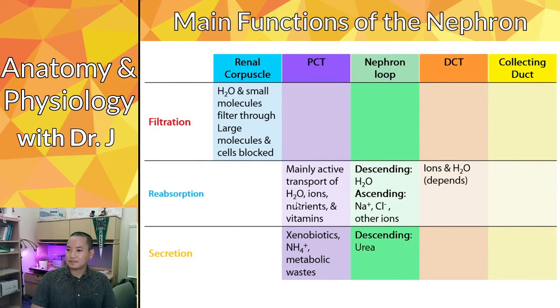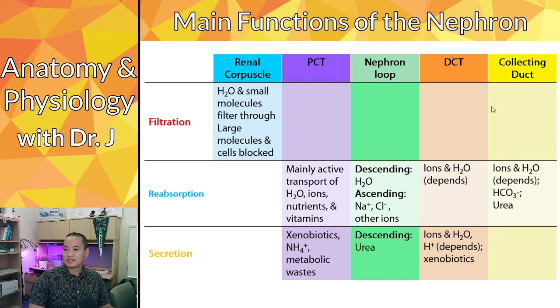All right, so then we have the DCT. Again, the DCT reabsorbs some ions, and definitely some water if you have ADH. This is why I put "depends." It depends if you have ADH there or not. And for secretion, you can secrete some more drugs and drug metabolites and acids, depending on whether your blood pH is getting more acidic. And then with reabsorption in the collecting duct, you have bicarbonate, some urea, but again, H2O depends on ADH or not. And what we have with secretion is protons or bicarbonate, depending on whether your blood is getting more acidic or alkaline.